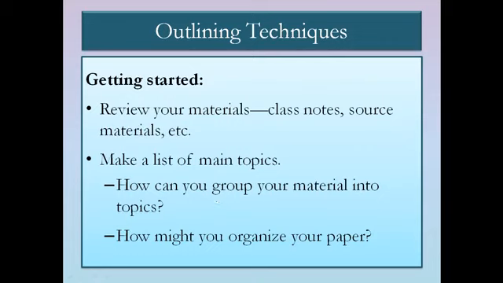So, outlining techniques. To get started, the first thing to do when you're going to make an outline is to review your materials. So your class notes, your source materials, notes that you've taken on things you've read, etc. And a good place to start is to make a list of main topics. So how might you group all of this material, all your notes, all your sources into main ideas?